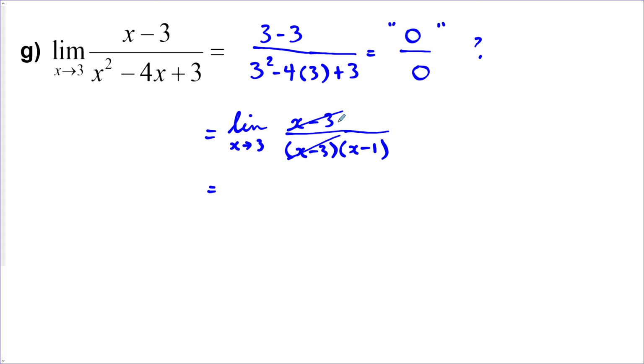So remember that when I cross this out, it's now 1. We'll write that. It's not 0. So it's now 1 over 3 minus 1, and that equals 1/2.